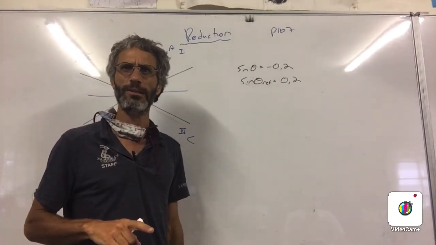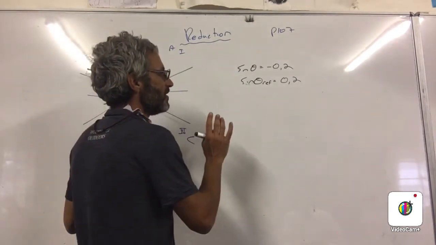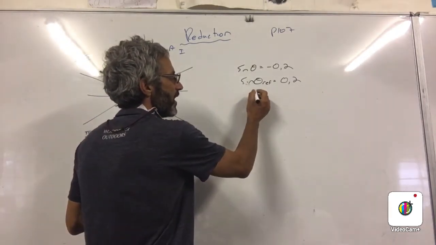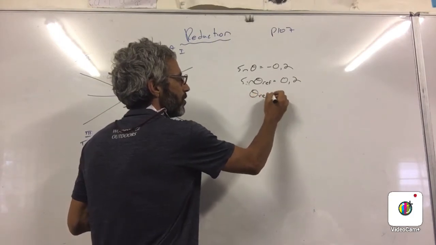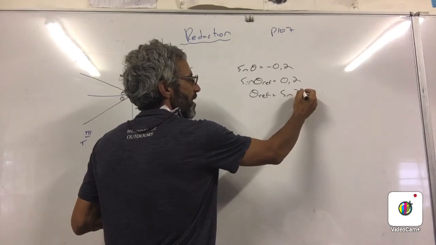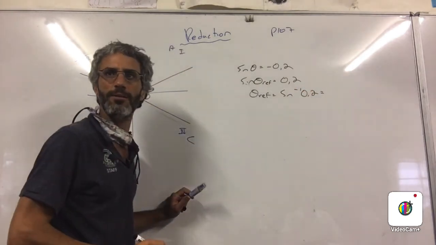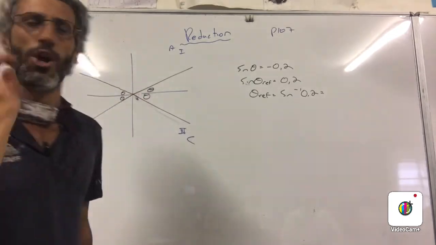Does that ring a bell? Not really. Anyway, let's just do that. How would we find a reference angle? Simply by doing the inverse function, sine to the power minus 1 of 0,2. We will get some kind of number. Maybe we can just get an answer. What's that?